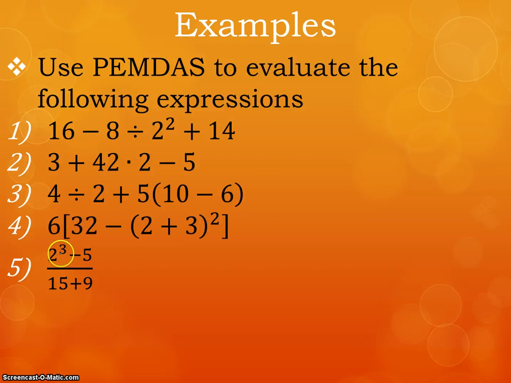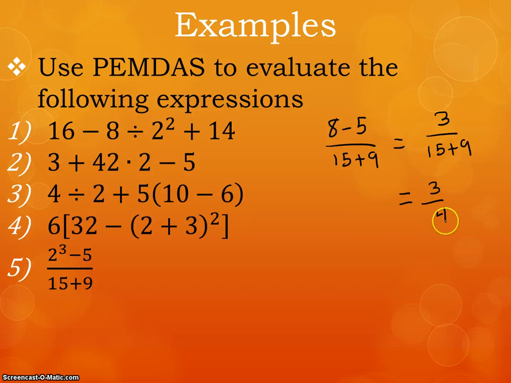So up top I have an exponent, so I do that first. So I have 2 cubed, which is 8, minus 5, over 15 plus 9. And again, up top, we'll do that part first. 8 minus 5 is 3. So I have the entire top simplified. Let's now simplify the bottom. 15 plus 9 is 24. So I have 3 over 24.